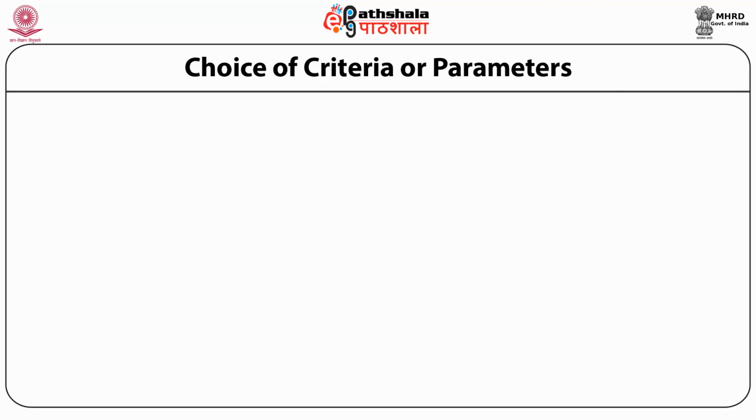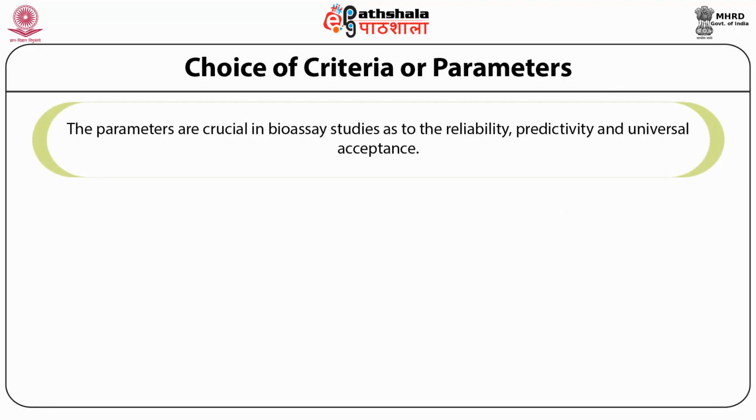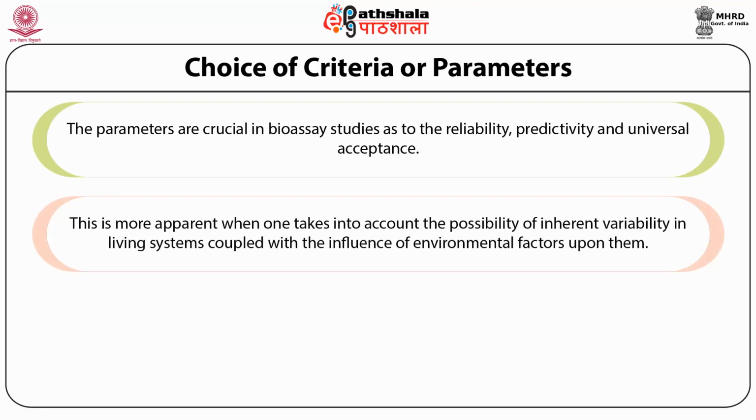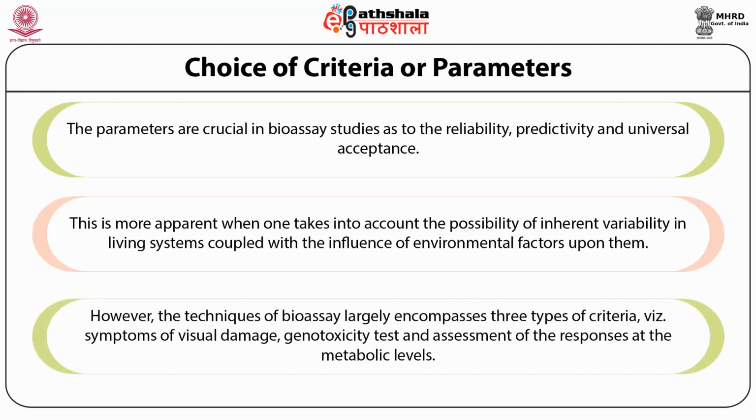The choice of criteria or parameters is very crucial in bioassay studies as to reliability, predictivity, and universal acceptance. This is more apparent when one takes into account the possibility of inherent variability in living systems coupled with the influence of environmental factors upon them. However, the techniques of bioassay largely encompass three types of criteria: symptoms of visual damage, genotoxicity tests, and assessment of responses at the metabolic levels.